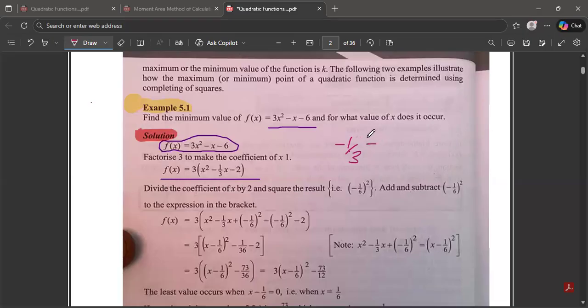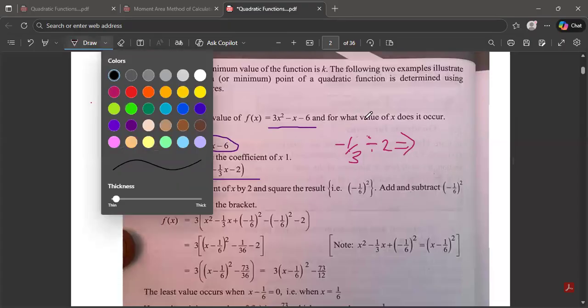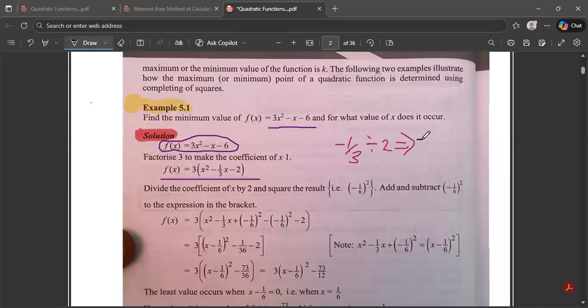So negative 1 over 3 divided by 2, what are you going to get? In the scientific world, this is negative 1 over 6. At the end of the day, this is going to interchange. So it's not going to become 2 over 1. It's now going to become 1 over 2, because it will interchange.